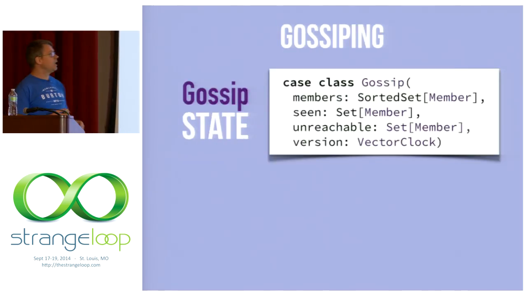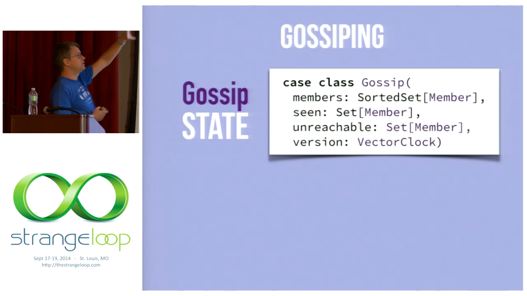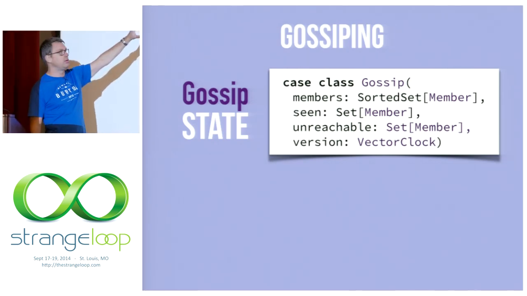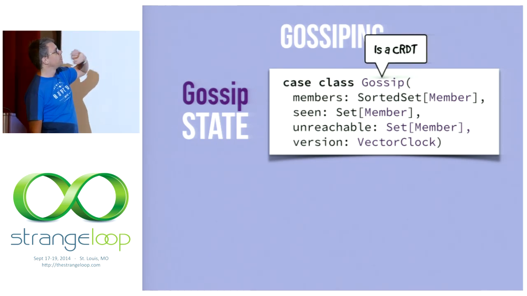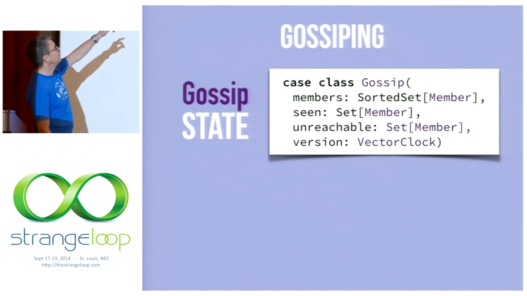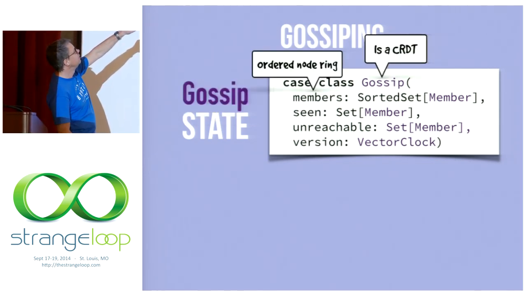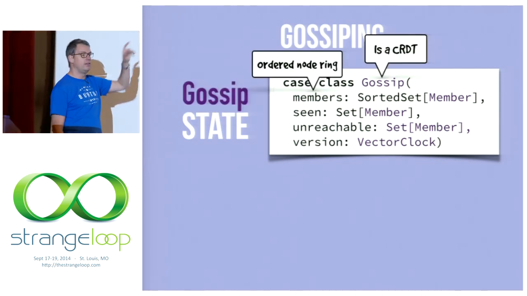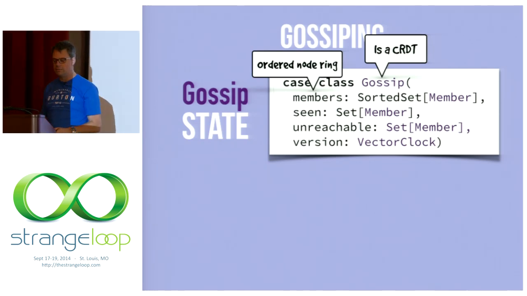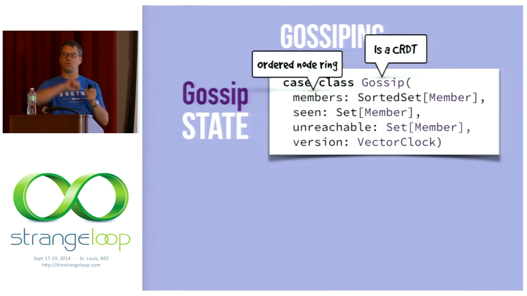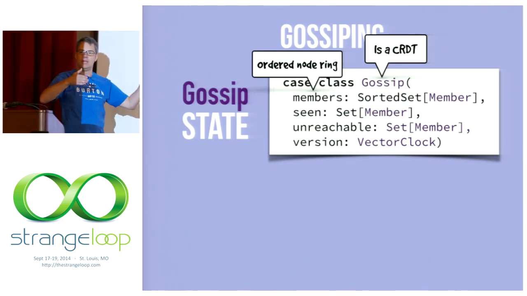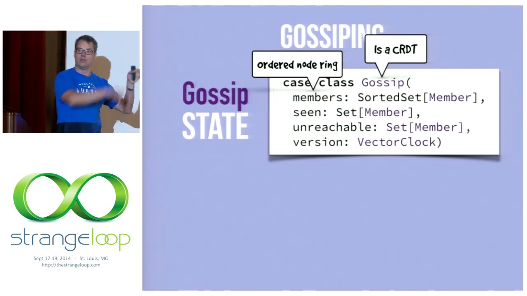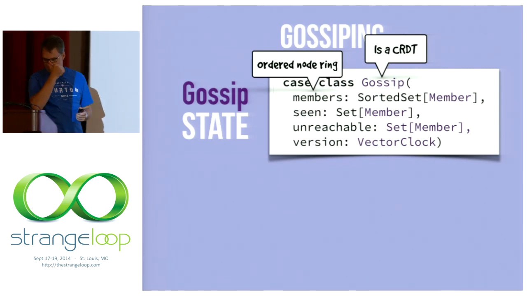So when it comes to gossiping, this is the actual state that we gossip around. It's a little simplification, but it's basically just taken out of the Akka source code. It is a CRDT, if you know what that is, but that doesn't matter. For the first field, there is a node ring. It is a sorted set, so we sort them all. Every single node has the same view of what the node ring is and the ordering of the node ring. That is the membership.